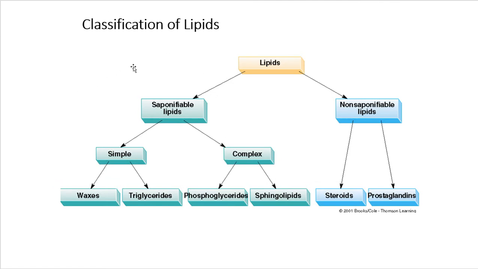Then, the classification of lipids that we have studied today are saponifiable lipids and non-saponifiable lipids. In the saponifiable lipids, we have simple and complex ones: simple waxes, triglycerides, phosphoglycerides, and sphingolipids. And among the non-saponifiable lipids are steroids and prostaglandins.